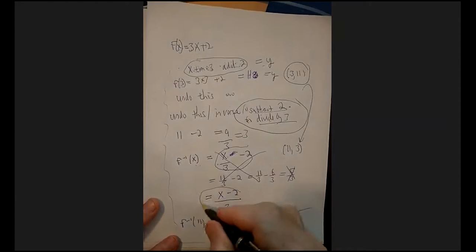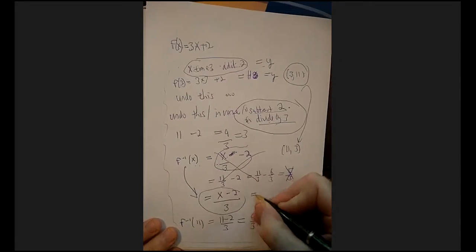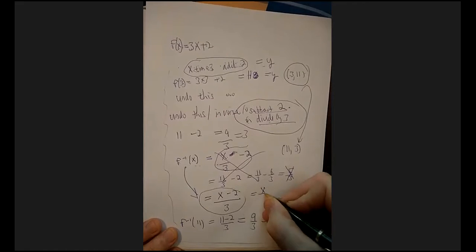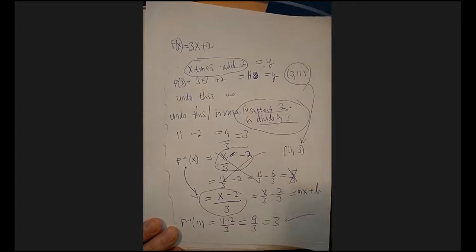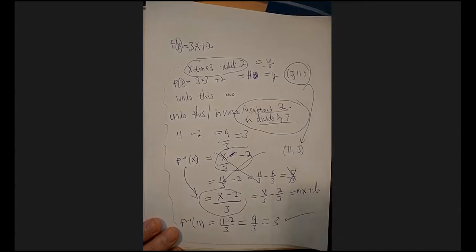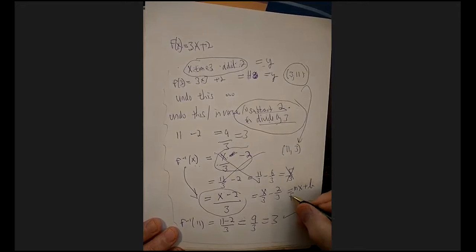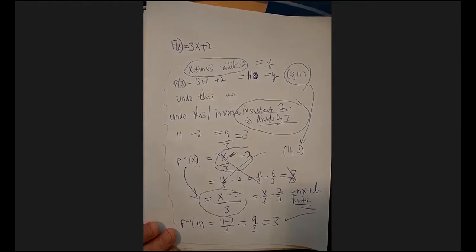Now, is this a function, that formula? Is the inverse a function? Yes, it's a linear function. Anytime we get something that is of this form, I could divide this by 3, and this is of the form mx plus b. As long as that's the case, this is always going to be a function. Okay, so that's one way you know it's a function.